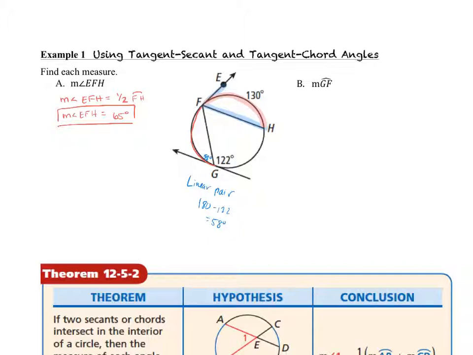And so if I'm looking for arc GF, the angle 58 is equal to 1/2 of the arc, 1/2 of the measure of GF. And so I divide both by 1/2, which is really like multiplying by 2. And so I get 116 degrees is equal to the measure of arc GF.